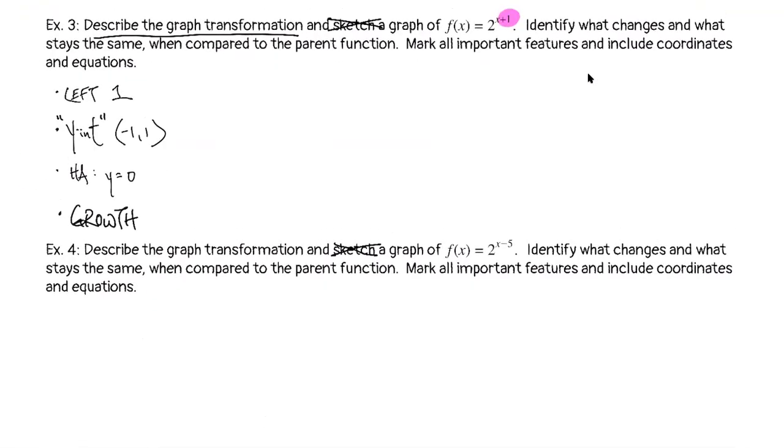All right, example 4 here, real quick, tell me what that -5 does. Exactly, it's going to go to the right 5 units. Let's change our language. That means our center point is going to be where?